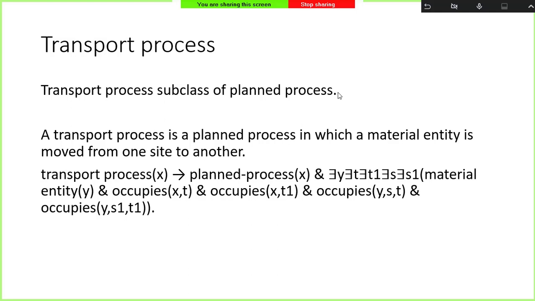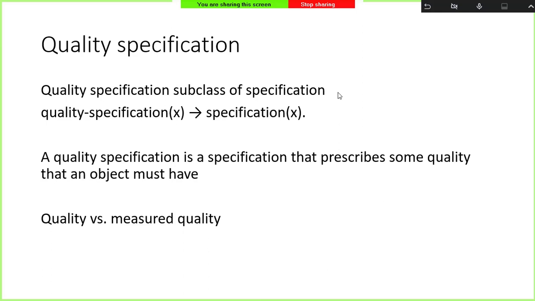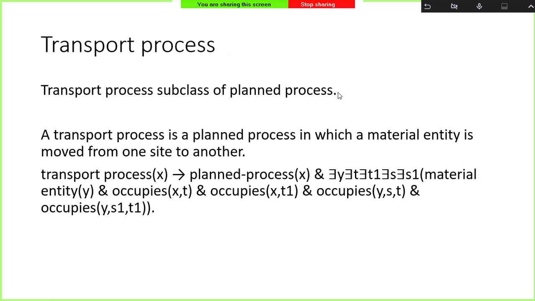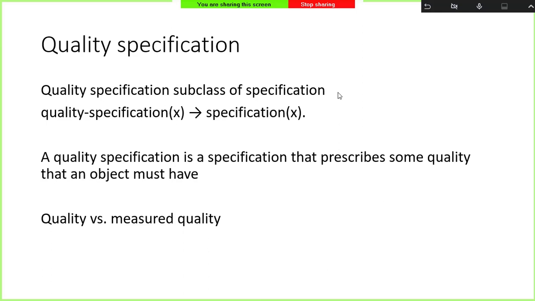Transport process is pretty obvious. It's a planned process in which something is moved from one place to another. And all of that you can capture in BFO already, because we have the term site, which is the place where an entity is located. Quality specification is a kind of specification. This is relatively easy to define, but the term quality that we will need in the IOF includes more than what is included under the heading of quality in BFO, and I believe that the more that it includes can be captured by means of the term measured quality.